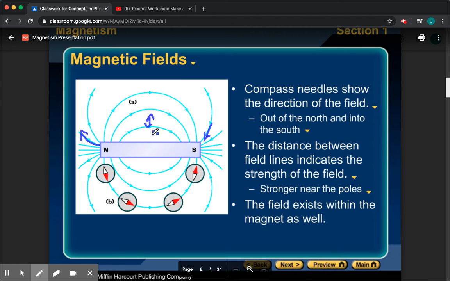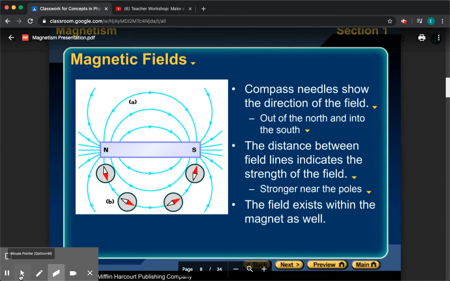Okay? The closer you get to the magnet, the smaller the gap gets. The further away you get, notice how the gap gets bigger. The bigger the gap, the weaker the field is in that area. Okay, that's just one way to represent it.